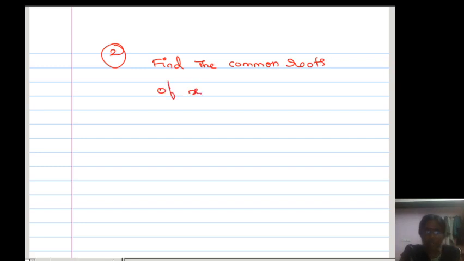Next, let us go to the next problem. What is the second question? Find the common roots of x power 12 minus 1 equal to 0 and x power 4 plus x square plus 1 equal to 0. Common means similar roots, like same. So we have to find first of all the roots of x power 12 minus 1 and x power 4 plus x square plus 1 equal to 0.